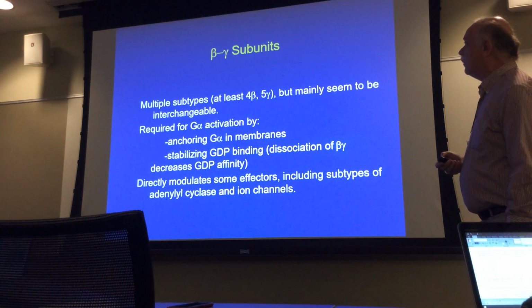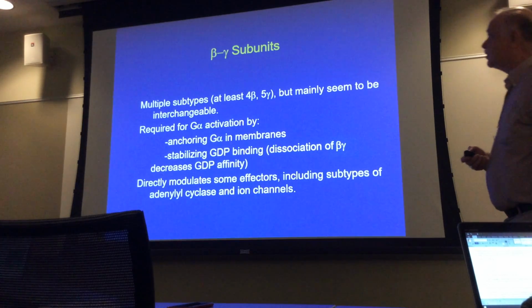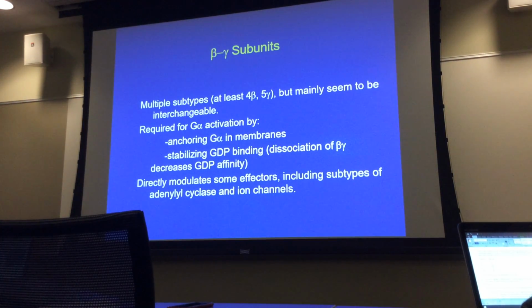Okay. What about beta gamma? We haven't talked much about them. We've talked mainly about alpha, and I'm not going to spend much time on them. Beta gamma, and once again, we really refer to them together, not separately, because they really do seem to act together. They don't dissociate from one another like G alpha does. Beta gamma stays together.